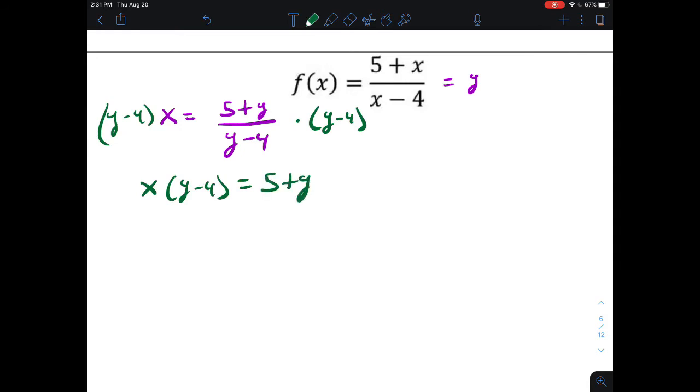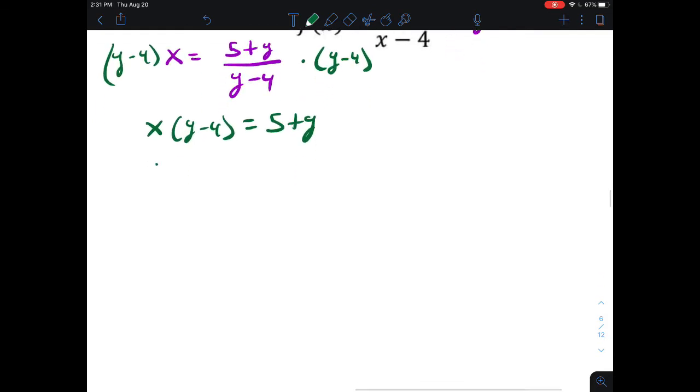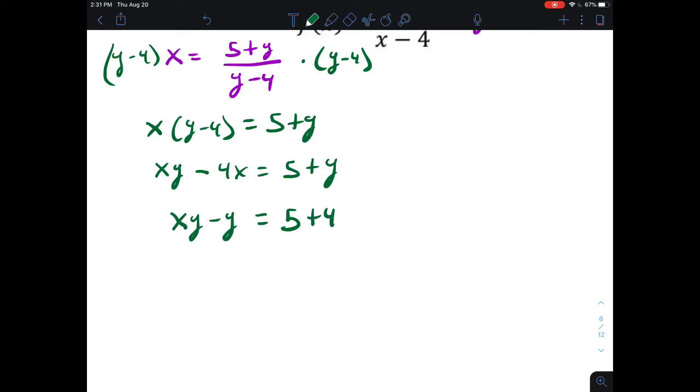Now here, unlike the other problem where we just turned around and divided by x, that's not going to help me out because I have y's on both sides. So in this case, I'm going to need to distribute that x, and that's going to give me x times y minus 4x is equal to 5 plus y. And I want to get my y's on the same side and everything else on the other side of the equal sign. So if I move that y to the left, it gives me xy minus y is equal to, move that 4x to the right, 5 plus 4 times x.